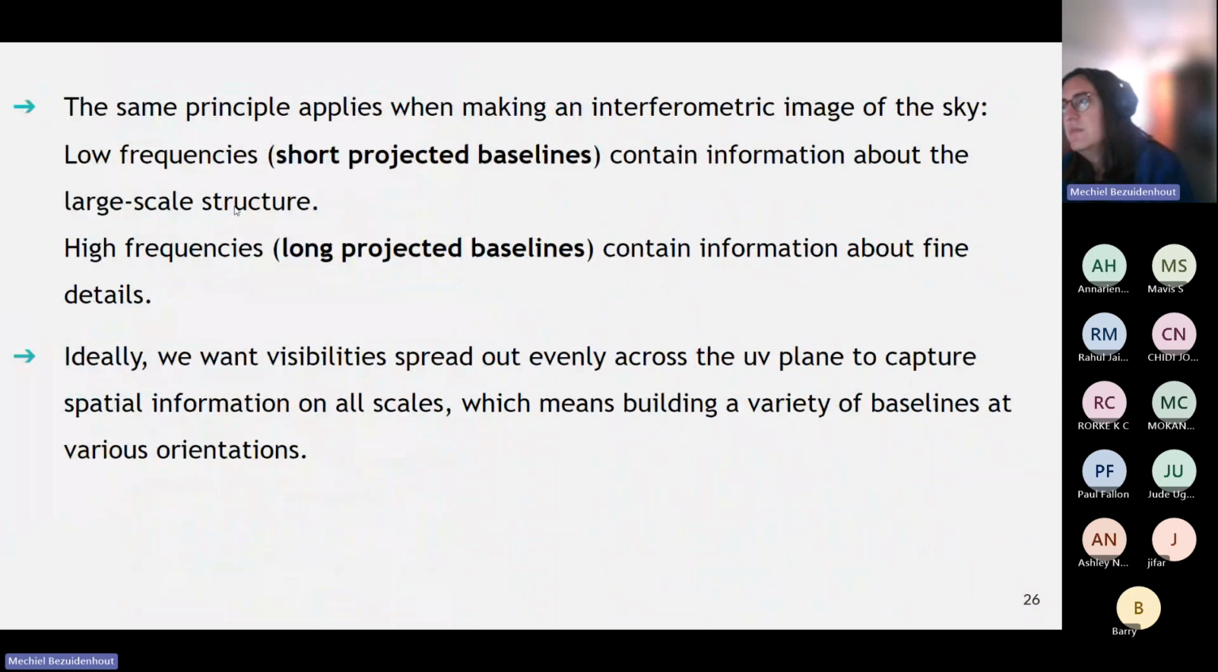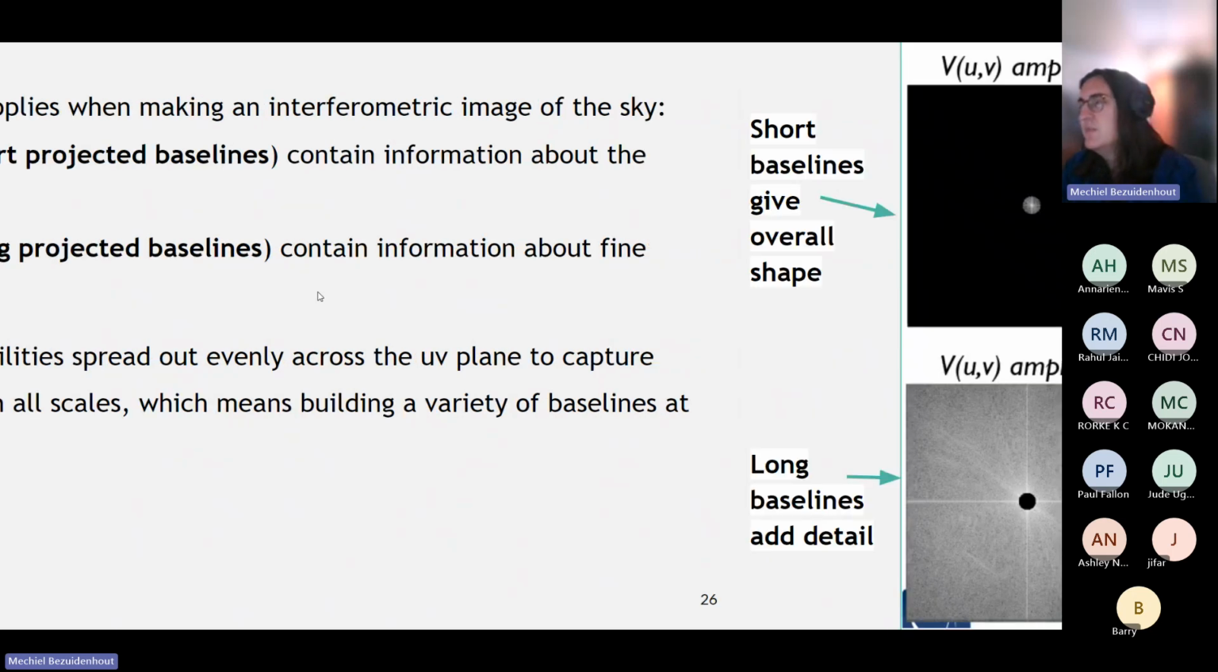Now, the same principle applies when we make an interferometric image of the sky. We need low frequencies, long wavelengths, which correspond to the short projected baselines that contain information about the large-scale structure of the sky. And we need high frequencies, which correspond to long projected baselines, which contain the information about the fine detail contained in a picture of the sky. And ideally, we want visibilities spread out evenly across the UV plane to capture the spatial information on all scales, which means building a variety of baselines at different orientations and lengths. This is another illustration of this principle.